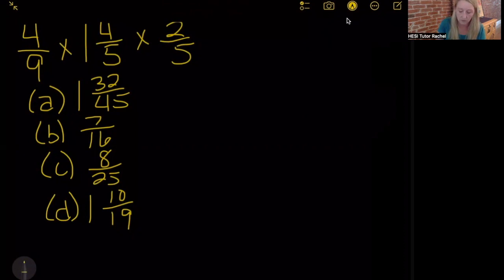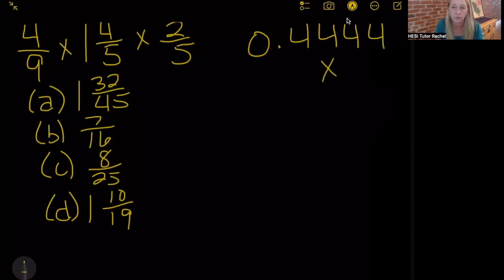So, okay, we start with 4/9. So 4 divided by 9, and that is going to give us 0.4444. And then 1 4/5. So we're going to do 4 divided by 5, and then we're going to add 1 to that. And that's going to give us just 1.8. And then 2/5 is just 2 divided by 5. And that's going to give us 0.4. So now we have to multiply those three together, and you're just going to run that all together in your calculator.